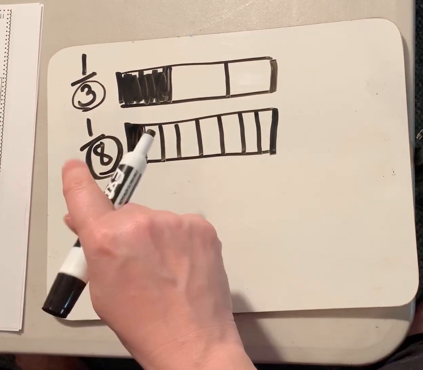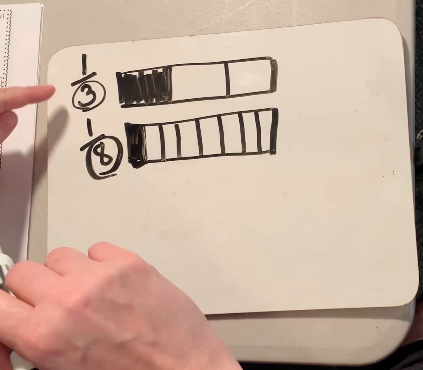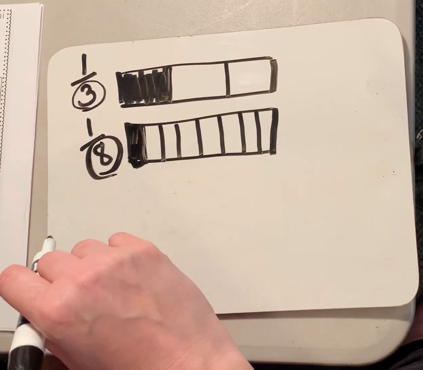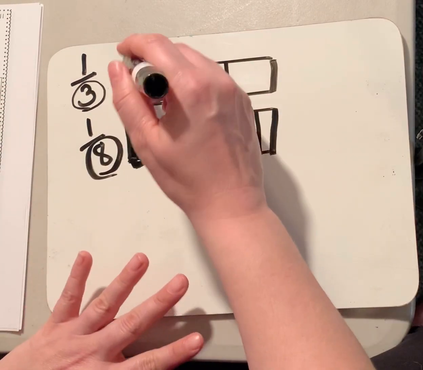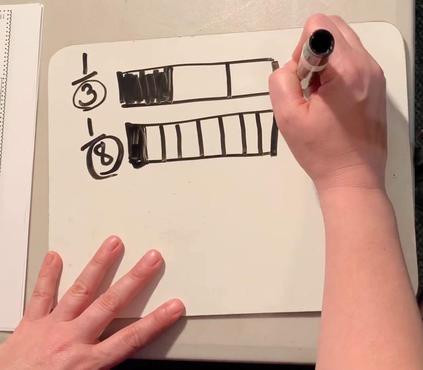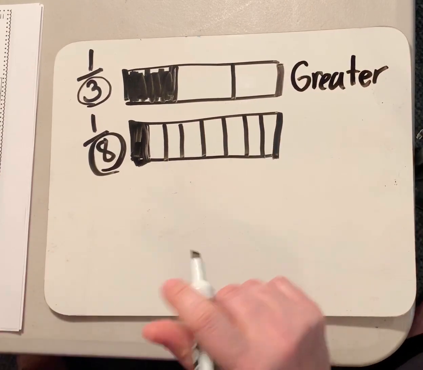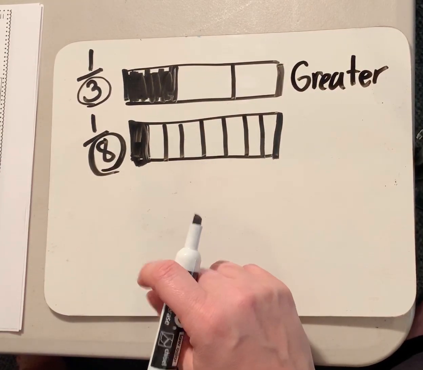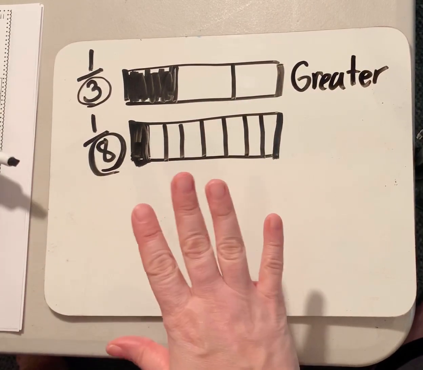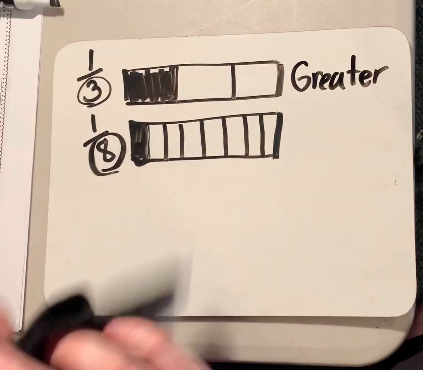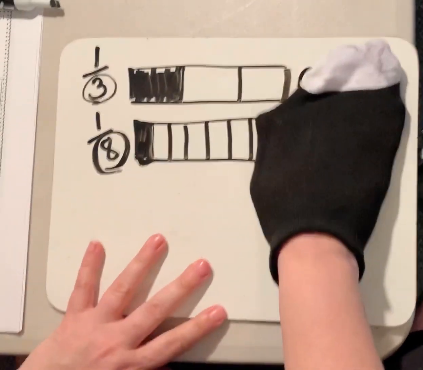So when I'm comparing my fractions, I'm looking at 1/3 compared to 1/8. When I'm looking at them, I can tell that 1/3, this one is greater because more is shaded in. So if you don't have fraction tiles or a computer handy when you're comparing fractions, one way to do this is to draw a picture of a fraction bar. So I'm going to do another one as an example.